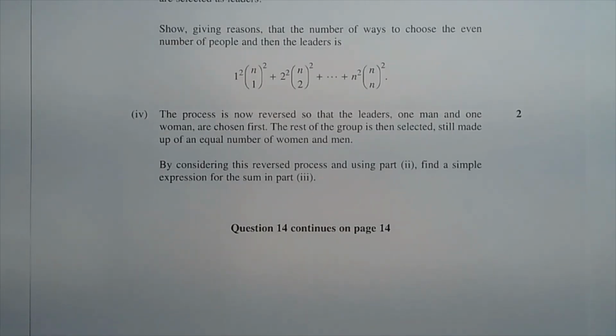Part 4. The process is now reversed so that the leaders, one man and one woman, are chosen first. The rest of the group is then selected, still made up of an equal number of women and men. By considering this reversed process and using Part 2, find a simple expression for the sum in Part 3.